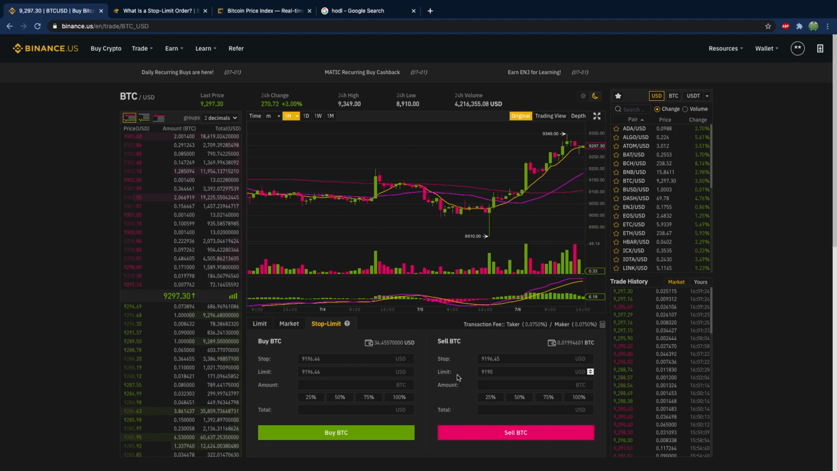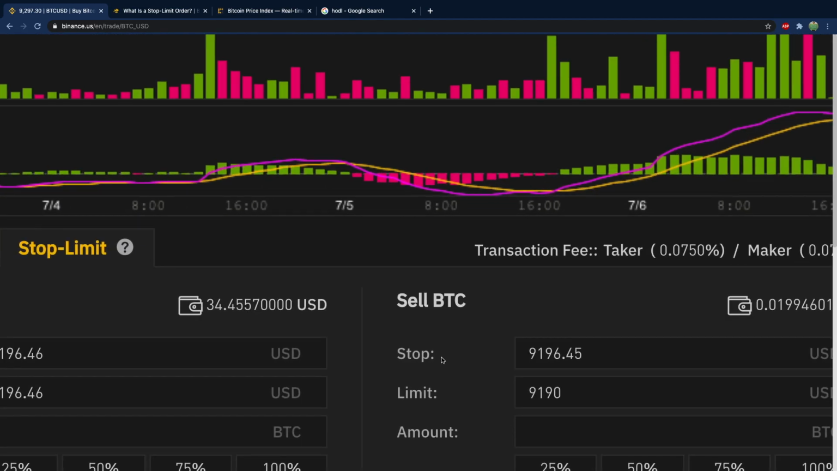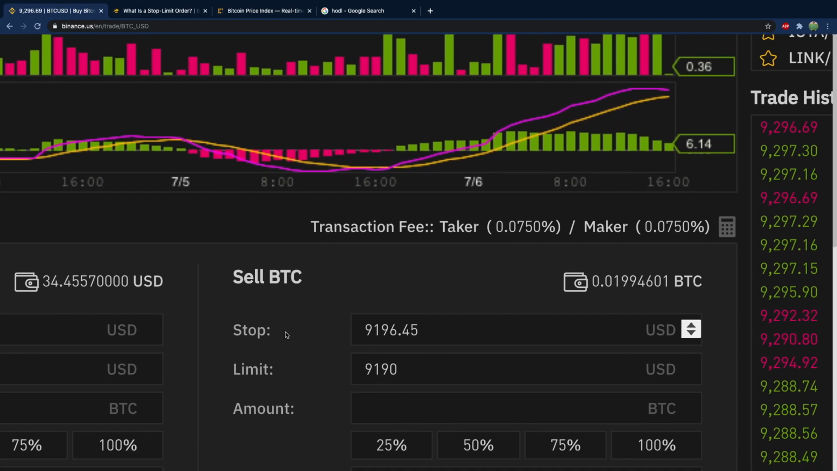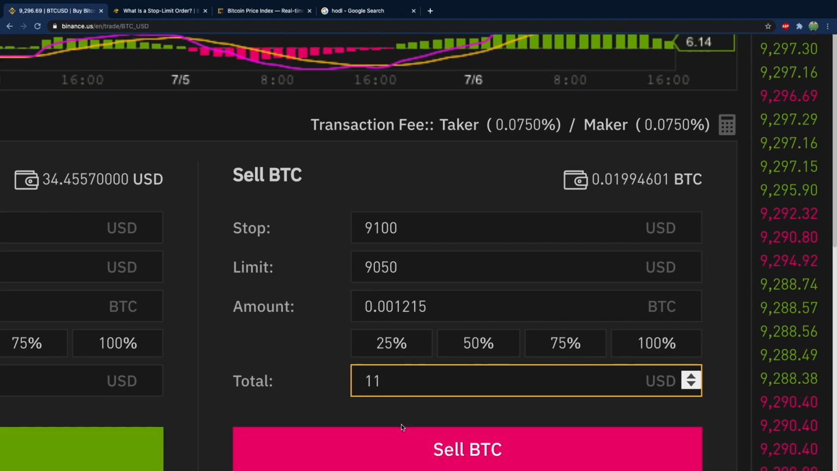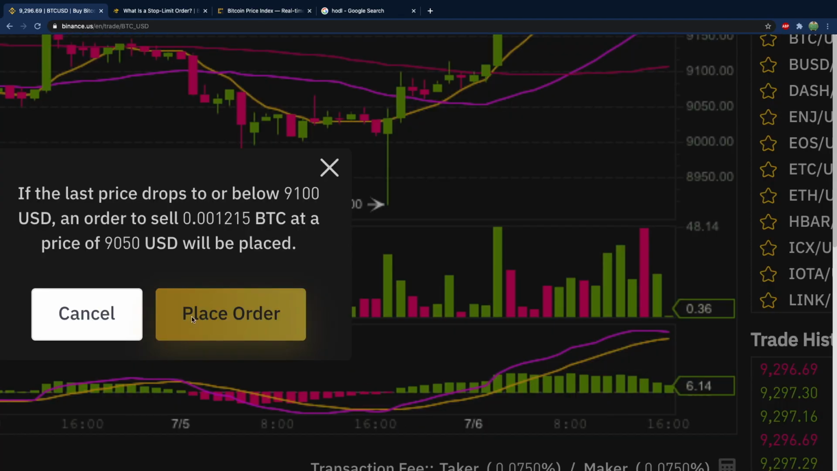So we have an extra entry in here, and that is the stop. You'll often see this when you're selling Bitcoin. Let's say the price stop is 9,100. In that situation, we would assume that the price of Bitcoin is going down. So before it goes down too much and we lose everything, we want to put in an offer, let's say 9,050. Then we'll go down here and we'll just put some number here and place our order.